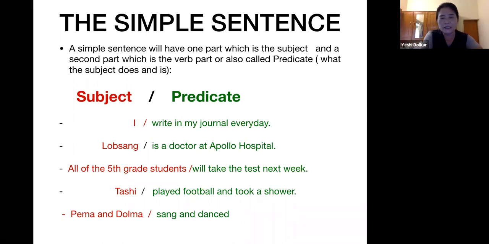All right. So clearly, the subject is Tashi, and played football and took a shower is the predicate. Subject, predicate. That's how you get a simple sentence.